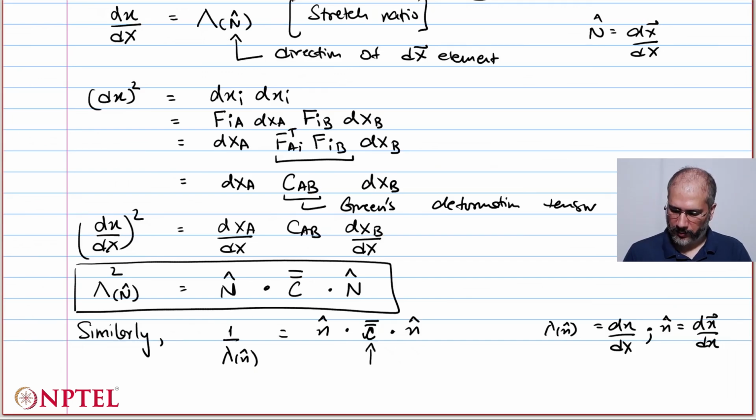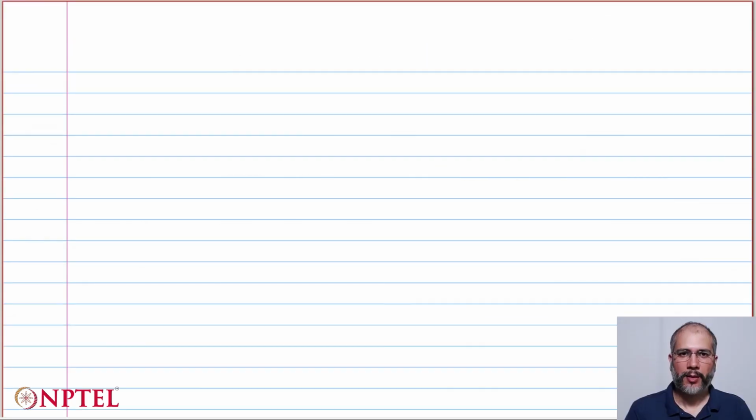So here c is our Cauchy deformation tensor as discussed previously. Of course, this lambda capital N hat need not necessarily be equal to small lambda small n hat unless we find out that the N hat element in the material configuration maps to the small n hat element in the deformed configuration. So in general, they are not the same.